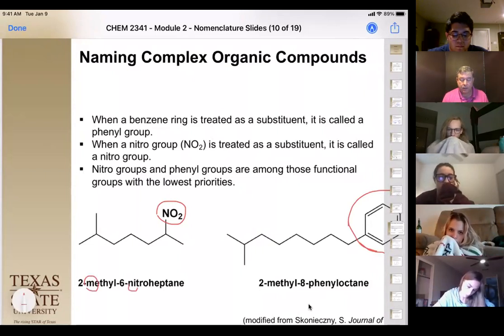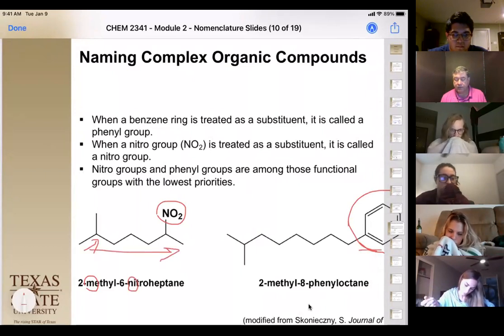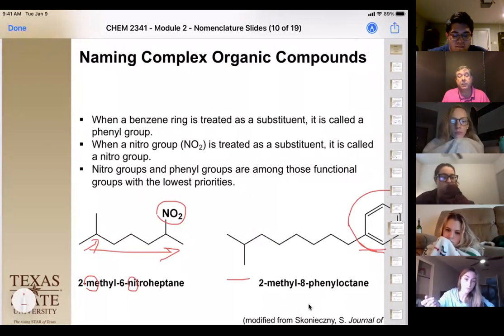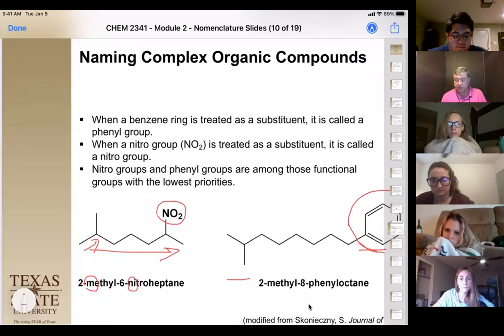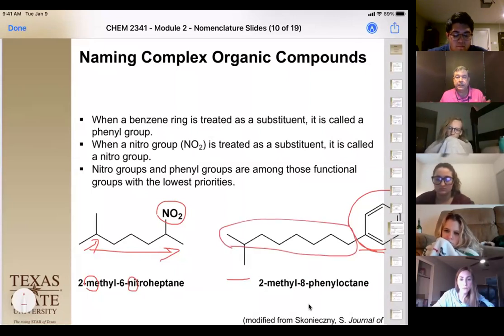So MNOP, so the methyl group is going to come first. That means our methyl group is alphabetically first, and we number from this direction over. So between phenyl and methyl, we have MNOP. So methyl comes first, and so we end up putting that substituent there as well. And then we have a total of 8 carbons to give us octane.